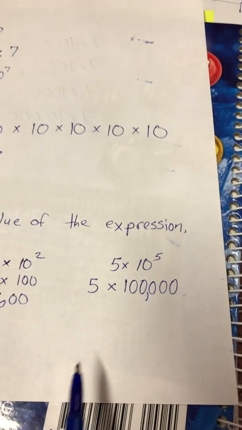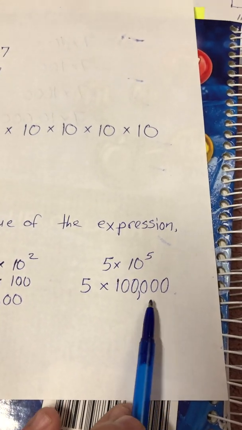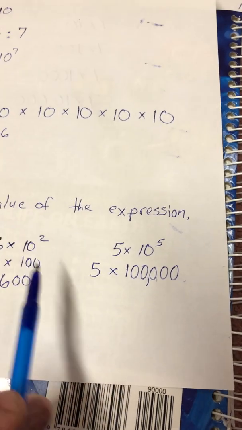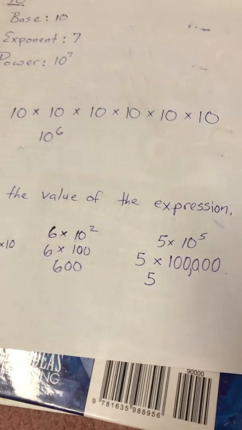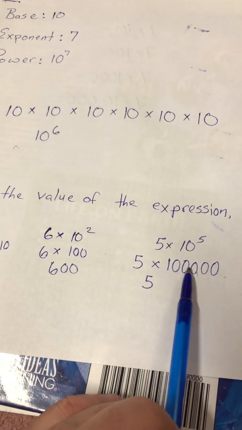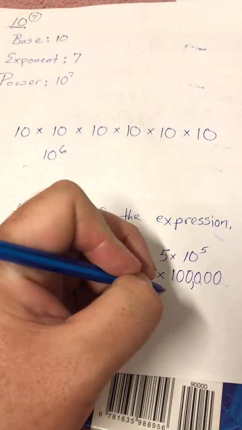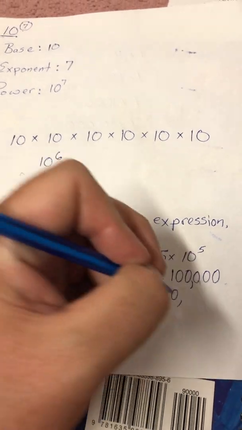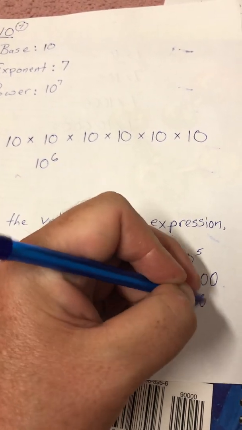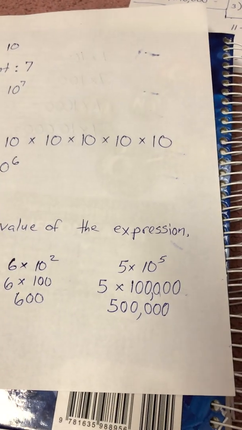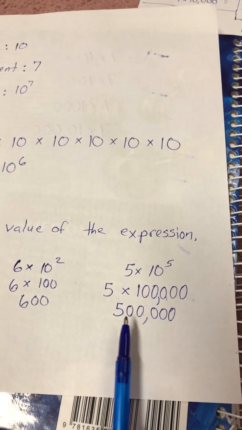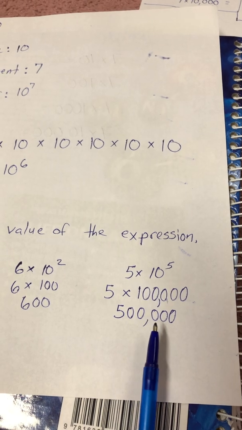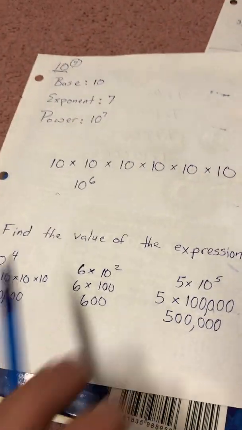Set up with a comma there, 5 times 100,000. Once again, I can utilize my zeros trick. 5 times 1, which is 5. Add in my 1, 2, 3, 4, 5 zeros. I get 500,000. Sure enough, 5 times 10 to the power of 5 is 500,000. All right, so that's finding the value of the expression.